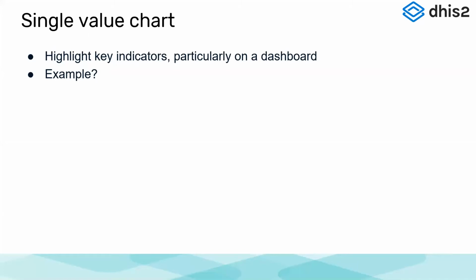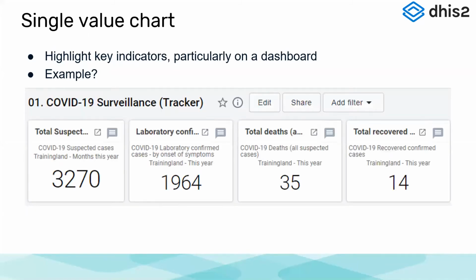So they will only need the number. For that type, if you have seen the DHIS2 surveillance tracker for COVID-19, it has used single value charts very effectively. When you see the dashboard, you can see the number of cases for that day. I don't think we have COVID data in this instance.